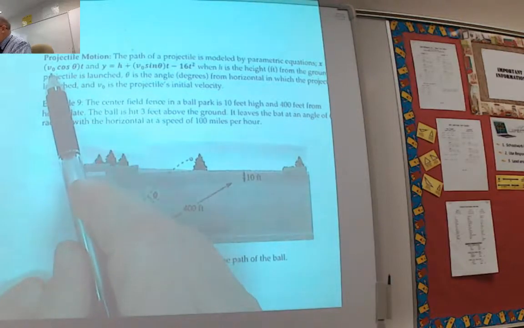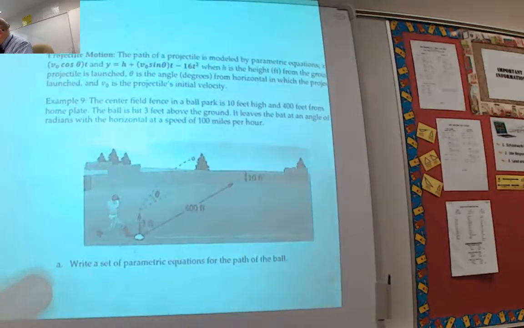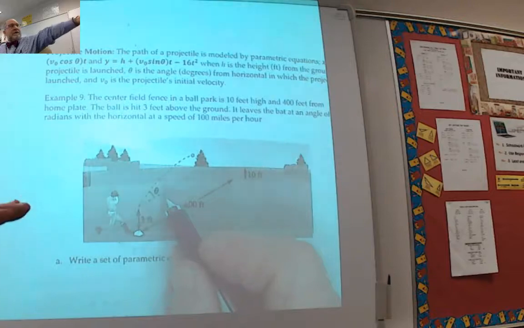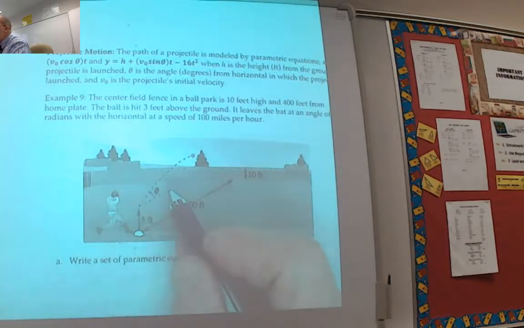V sub 0 is still your initial velocity. And this is your angle of what we call inclination. Does everybody understand what angle of inclination is? Okay, so you have a horizon. This line right here would represent the line that is headed towards the horizon. This is your angle of inclination: how far from the horizon it's going up. Does that make sense? Or your horizontal angle.